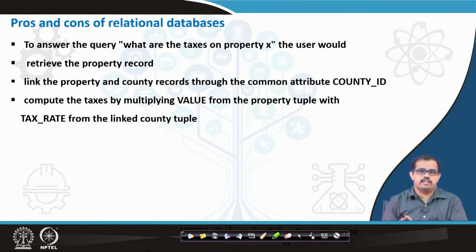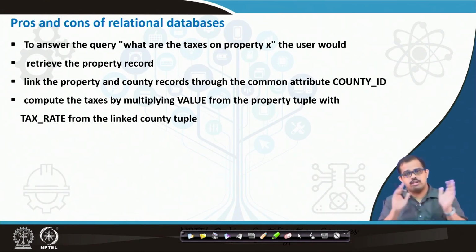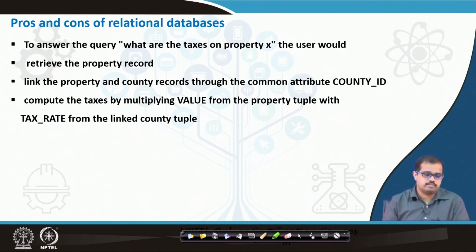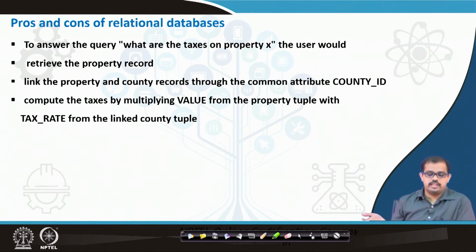It's a simple way of putting it, but when you look at an entire organizational database, it's quite complex in terms of maintenance. So when we look at the pros and cons, to answer the query, what are the taxes on a property X, the user would retrieve the property record first, then link the property and the county records through the common attribute county ID. Then compute the tax by multiplying the value from the property tuple with the tax rate from the linked county tuple. That is what the user has to do.